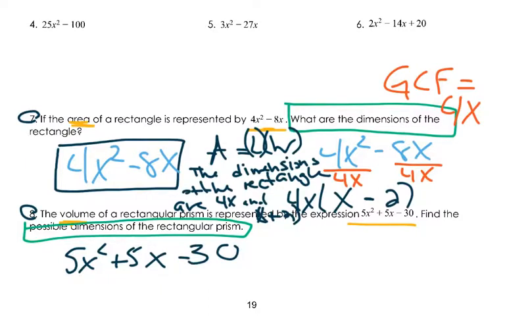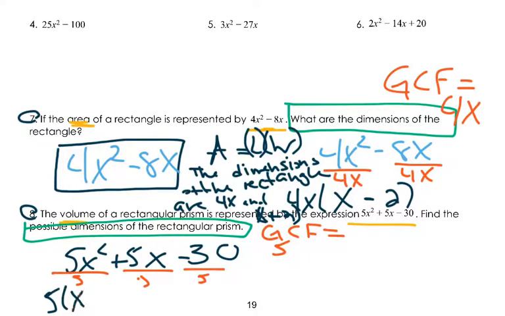I'm going to go to my factoring methods, and the first thing I ask is, does this have a GCF? 5x squared plus 5x minus 30. The GCF here would be 5, so I'm going to divide everything by 5. I'll pull it out. 5x squared divided by 5 is x squared. 5x divided by 5 leaves us with x. And negative 30 divided by 5 would be negative 6.